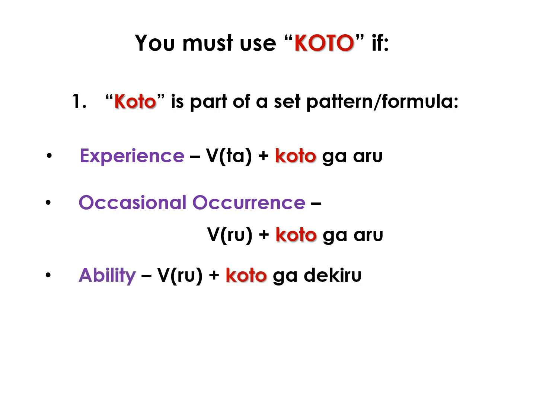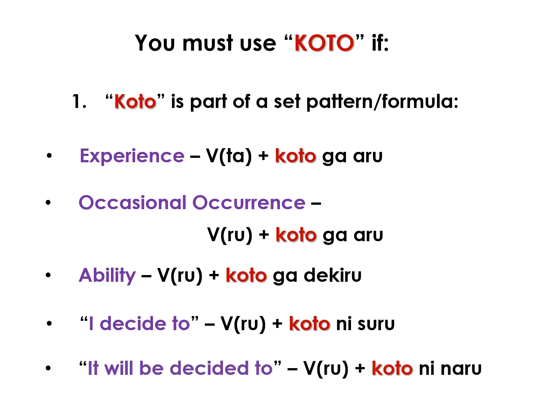Ability can be expressed using ru koto ga dekiru. "I decide to" is expressed using the pattern ru koto ni suru, and the expression "it will be decided to" uses the pattern ru koto ni naru. These are all verb conjugations that we will study in detail in future lessons. For these patterns, you must use koto and not no.